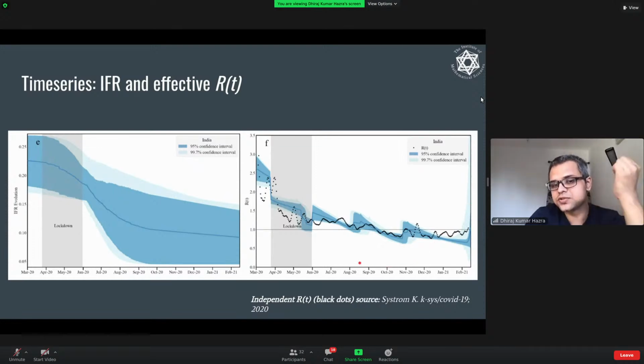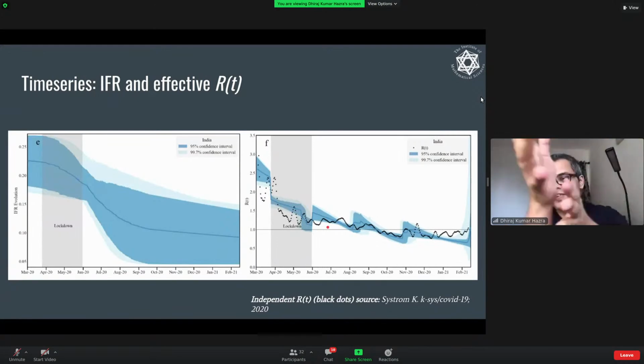And if you just use the infected data using certain other independent Bayesian reconstruction from this source, those are plotted here in the black dots, right? So you can see that our results independently confirm the results from another analysis.